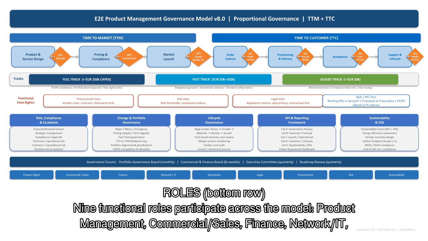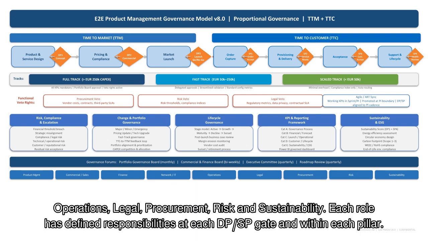Roles, bottom row: 9 functional roles participate across the model. Product management, commercial/sales, finance, network/IT, operations, legal, procurement, risk, and sustainability. Each role has defined responsibilities at each DP/SP gate and within each pillar.